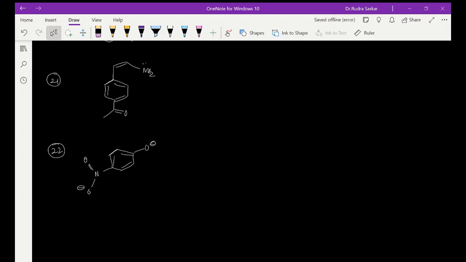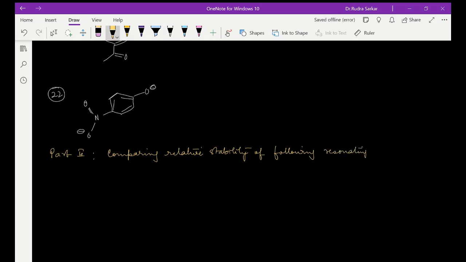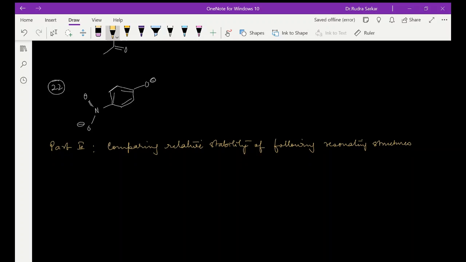Now the next one that we will do, this we are calling part 2, and here we will do comparing the relative stability of the following resonating structures. So let's create a table.